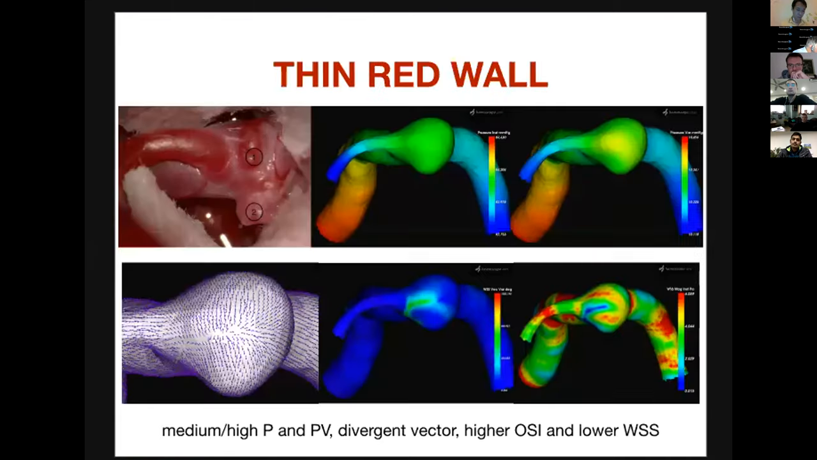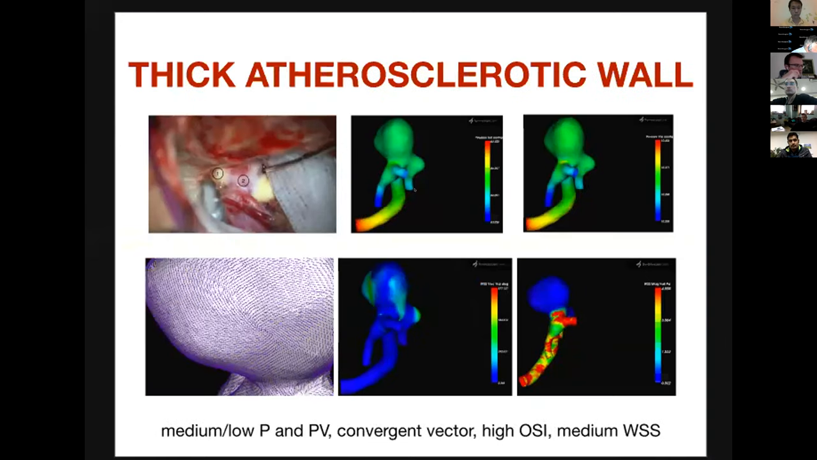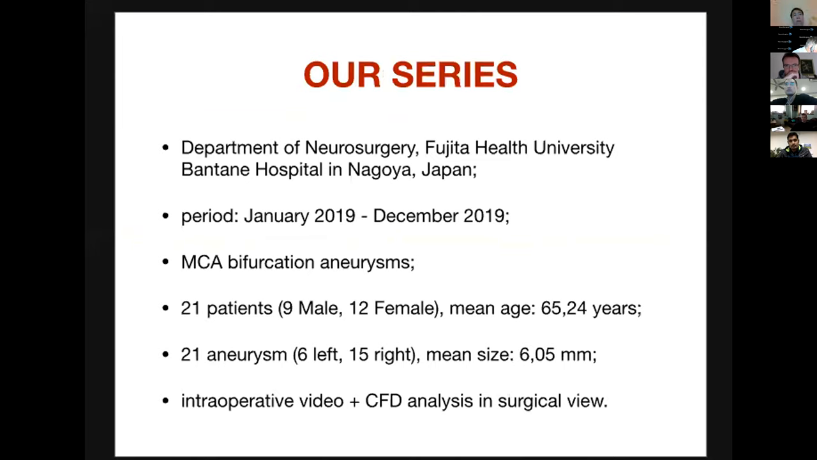So what do we think? We think that a thin red wall is related with medium high pressure and pressure variation, a diversification of vector, a higher OSI index, and a lower WSS. In a normal wall, we can find a medium or medium low pressure and pressure variation, parallel vector, lower OSI index, and medium high WSS. In a thick atherosclerotic wall, we can find a medium low pressure, convergent vector like this, higher OSI index, and medium WSS.